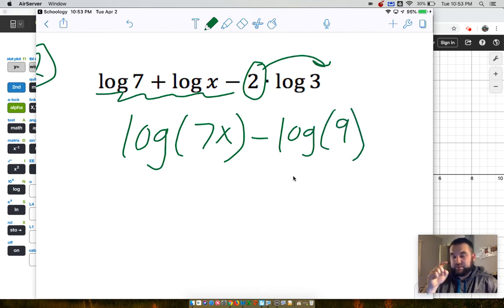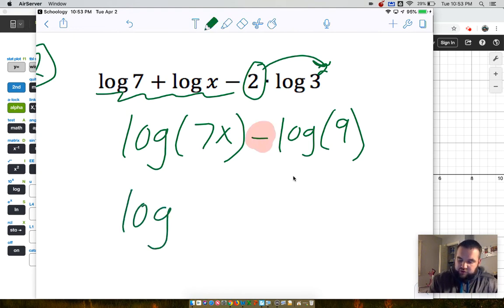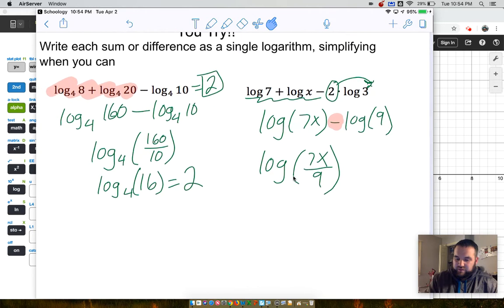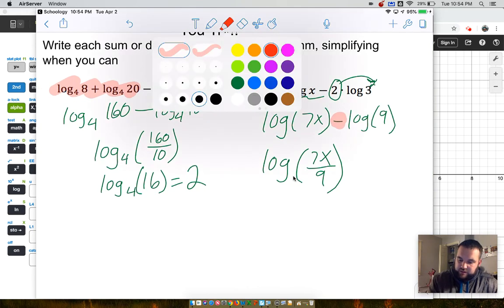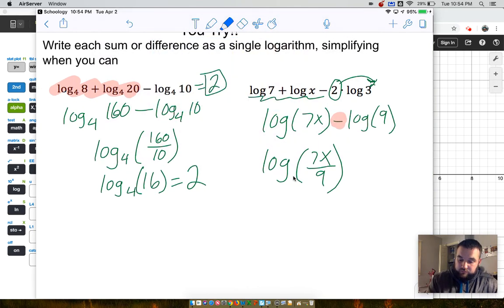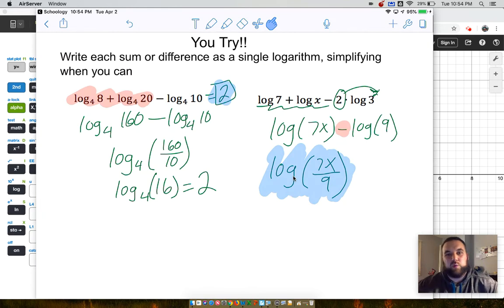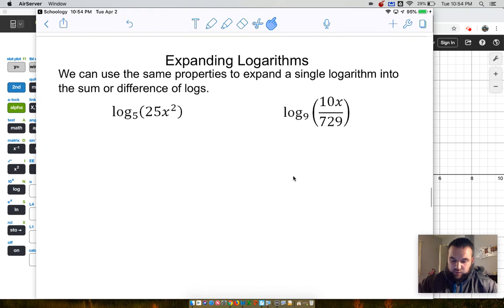I know it's 9 because this became 3 to the 2nd power. It's subtraction in between these logarithms, so that tells me I'm going to have a fraction inside my log. So this would be 7x over 9. I can't simplify anything with that, so this would actually be my finalized simplified answer. So 2 here. This I couldn't evaluate because of that variable, but that's how we can kind of take multiple logarithms and condense it down into one.